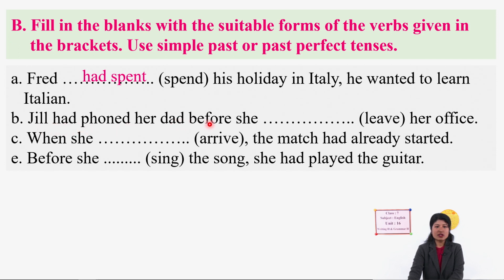Now, number B. Jill had phoned her dad before she left. Already perfect tense is there. Now, leave, we just need the past form. What is that? Left. Good, left her office. Number C, when she arrived, what is the arrive? Arrive, now we have to put it in the correct form. The match had already started. Perfect is there. Now we just put it into arrived. Okay, number E, before she sang the song, she had played the guitar. Sing, sang is the right answer.